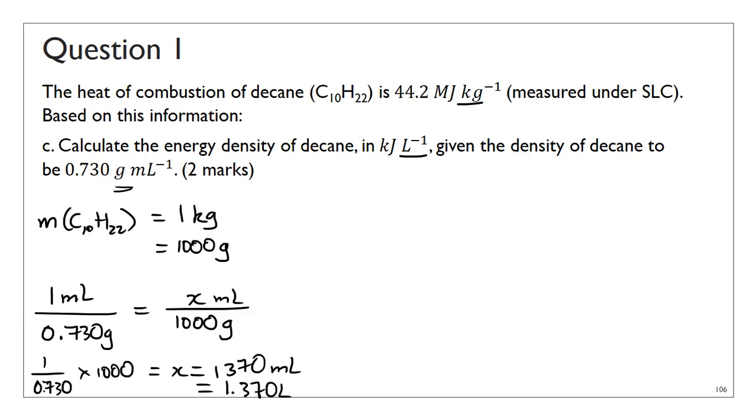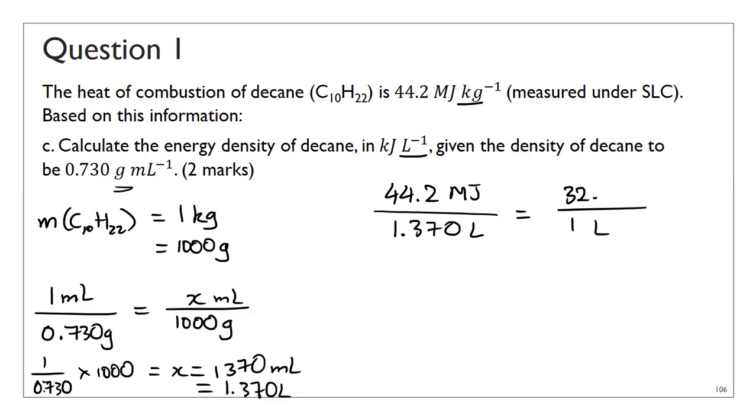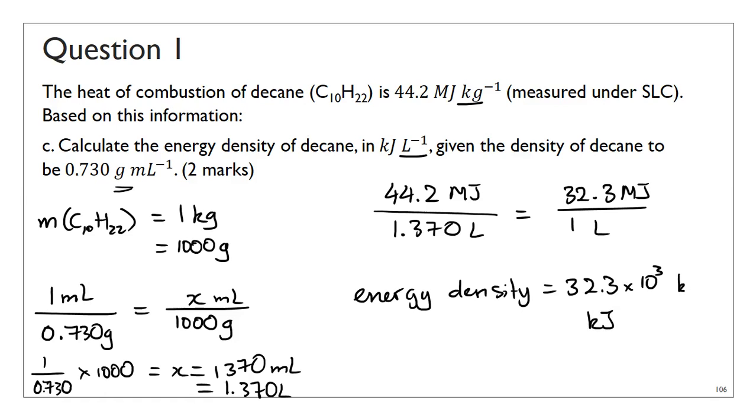Okay, so we know that 44.2 megajoules is the amount of energy that's released from the combustion of 1.370 liters of the fuel. So you need to just divide one number by the other to work out the amount of energy that you will get from combustion of 1 liter, which is 32.3 megajoules, and then convert it to kilojoules. So energy density is going to be 32.3 times 10 to the 3, converting to kilojoules per liter. All right, so that's energy density.